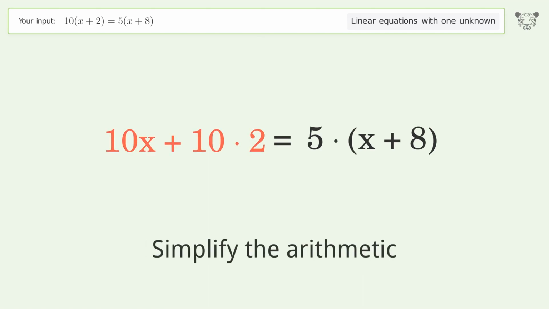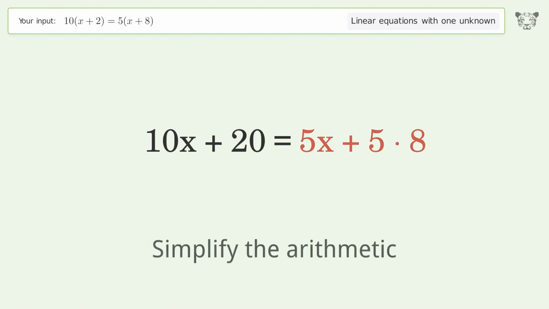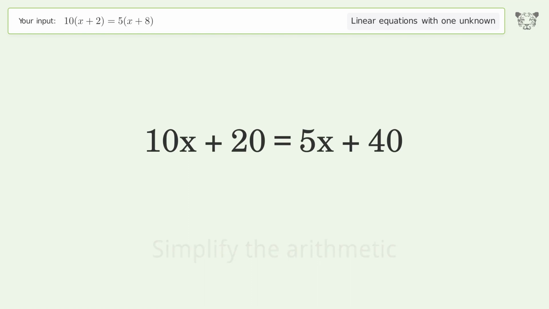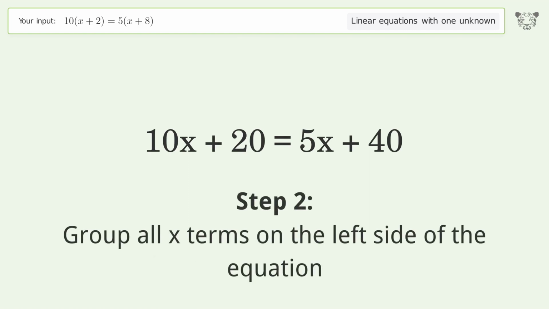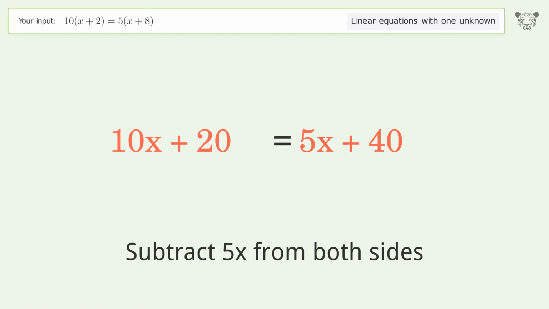Simplify the arithmetic. Expand the parentheses. Simplify the arithmetic. Group all x terms on the left side of the equation. Subtract 5x from both sides.